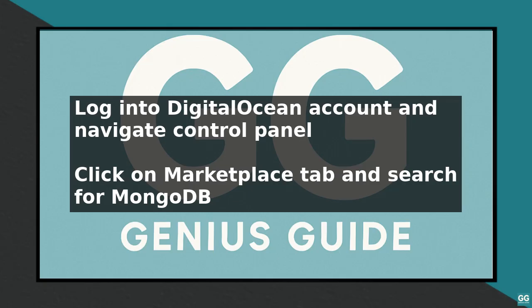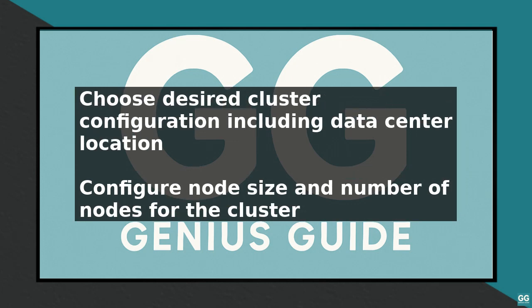On the Create Cluster page, choose your desired cluster configuration, including the data center, node size, and number of nodes. You can also choose to add a database user and set up an IP whitelist for security. Once you have configured your cluster settings, click the Create Cluster button to create your new MongoDB cluster.